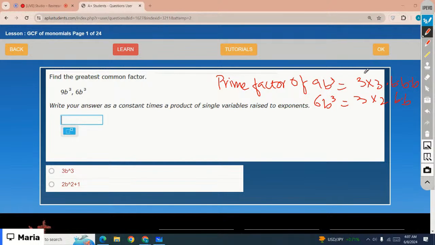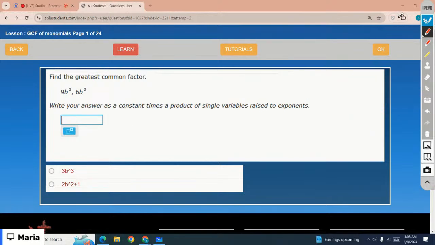So which is the common factor? 3 is common and all the b's are common. So that is 3b cube is the greatest common factor. Got it? The correct option is 3b cube. Option number 1 is the correct option.